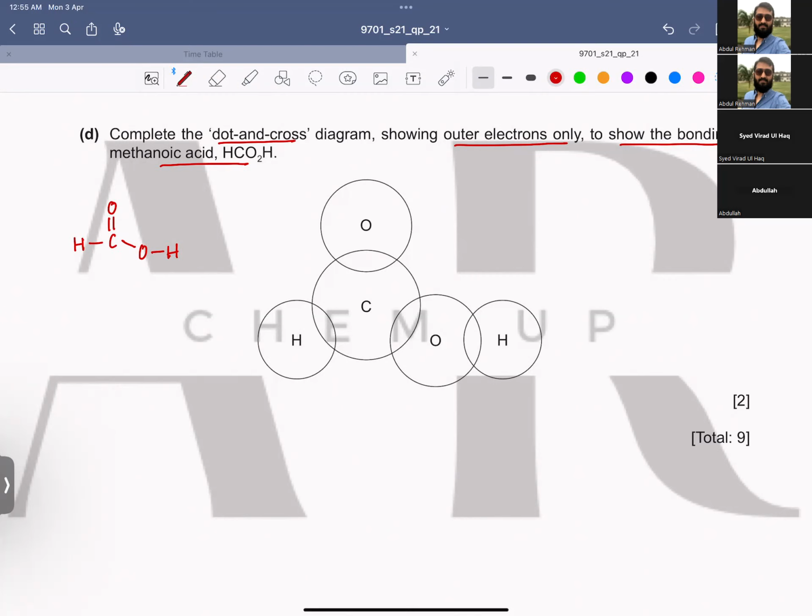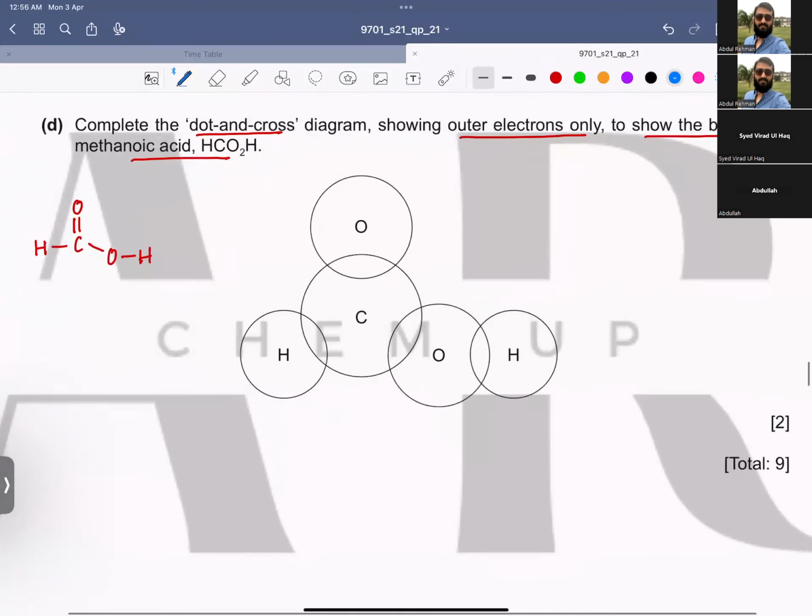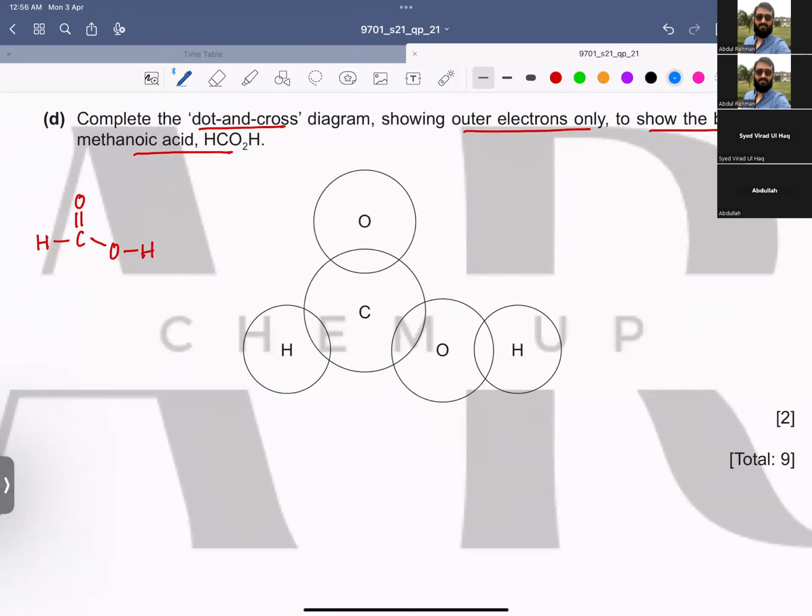So between carbon and hydrogen, yes, between carbon and hydrogen, there is one pair. Between carbon and oxygen, this oxygen, there is one pair. And between oxygen and this hydrogen, there is one pair.